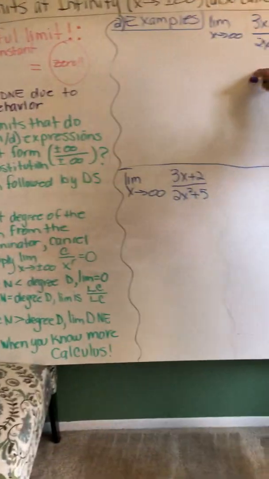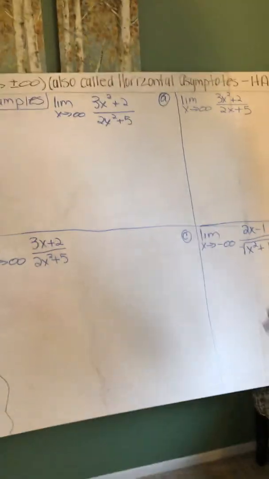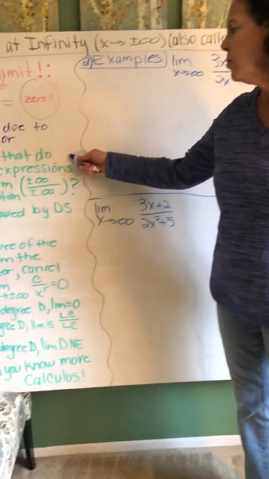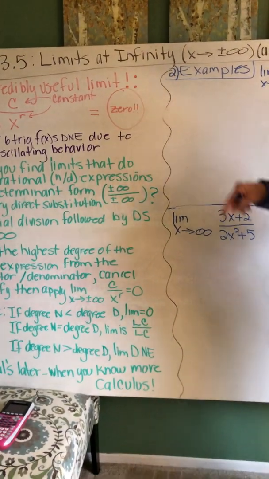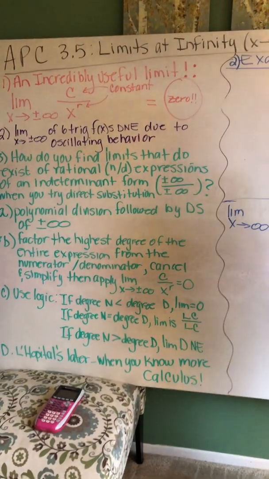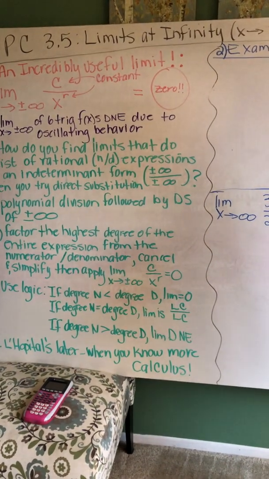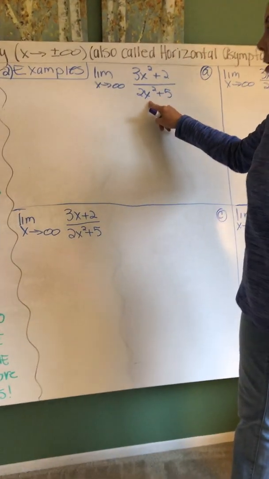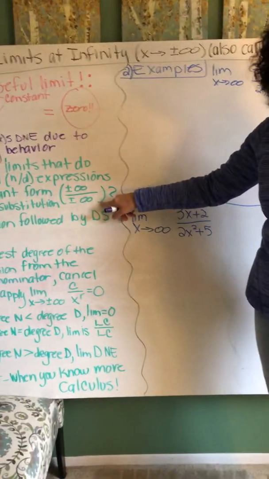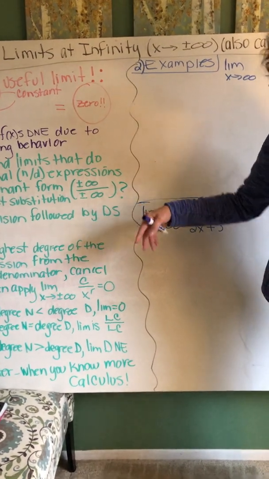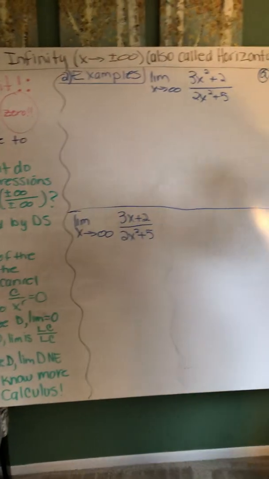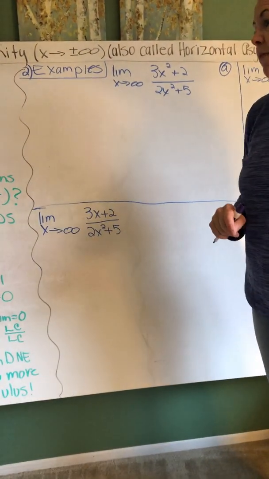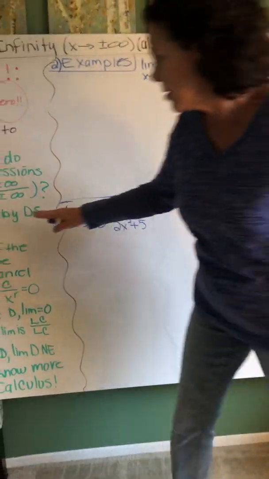So notice that all of these examples are rational expressions, and so that's what we're going to be looking at today. So the question is, how do you find limits that do exist of rational, that would be numerator over denominator, expressions, of an indeterminate form, meaning when you try direct substitution of infinity here and here, you get positive or negative infinity divided by infinity, which is indeterminate. So you'll see in each of these problems that we can't use direct substitution, but if there is a limit, how do we find it? So there's 3 different ways to do that.